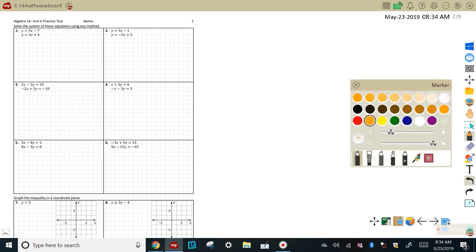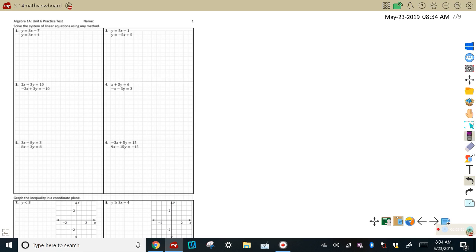There's a couple of ways that we've covered in this unit for solving equations. There's substitution and there's elimination. Let me write the problem up here again. Actually, negative 3x plus 5y plus 15, and 9x minus 15y is equal to negative 45. For this one, I might try to do elimination.